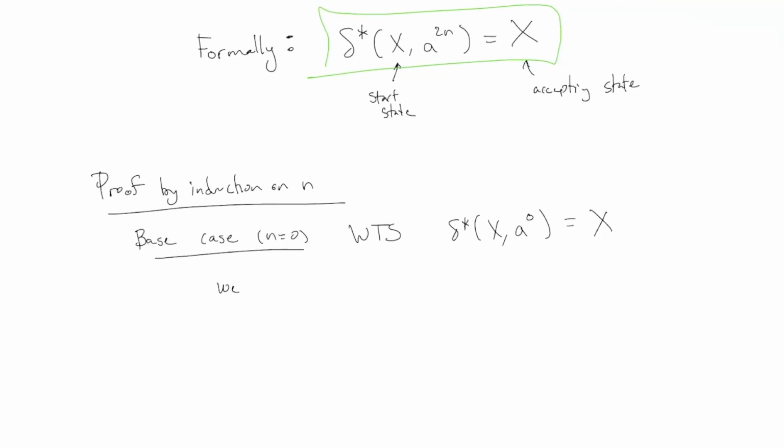Okay, how do we show it? The base case, as usual, is pretty much always easy. Once you write what you want to show, you end up with something which is obviously true. A to the power 0 means the empty string, right? It's a string consisting of 0 a's. And what is delta star of x in the empty string? If you start in state x and you do the empty string, which is nothing, where do you end up? The answer is state x.